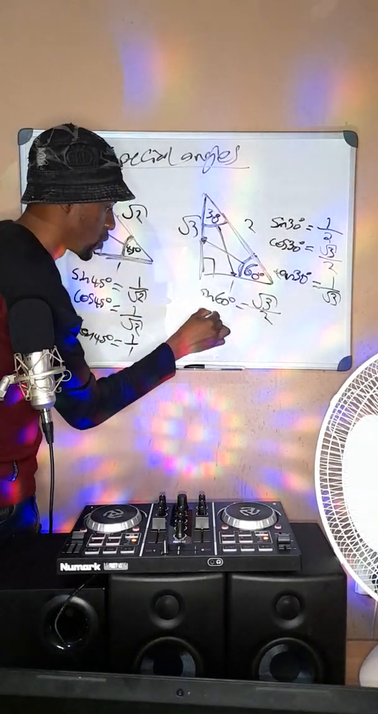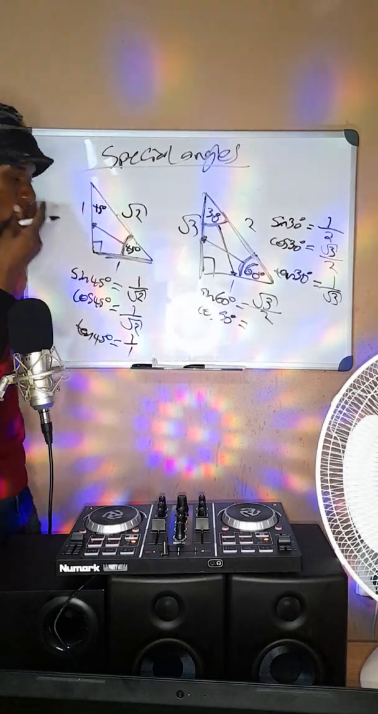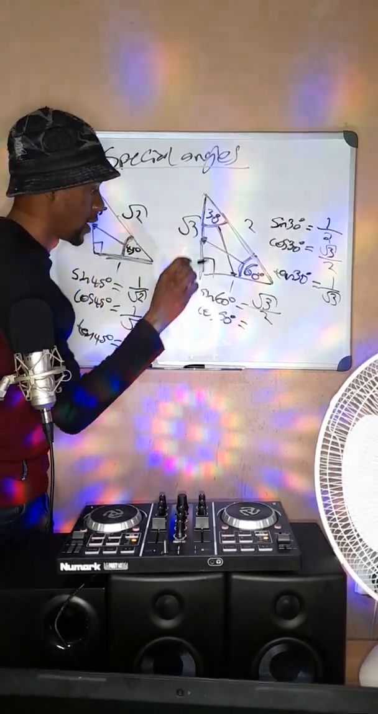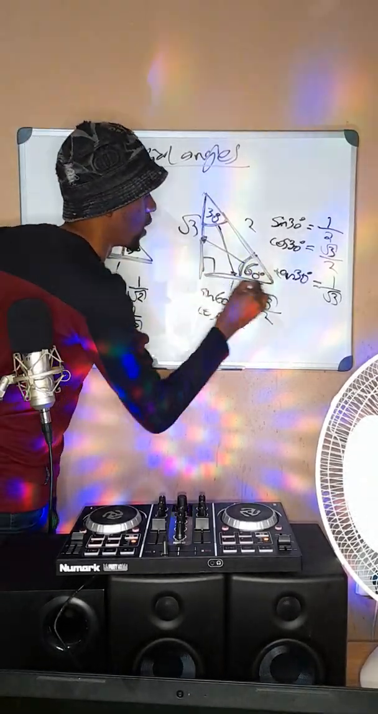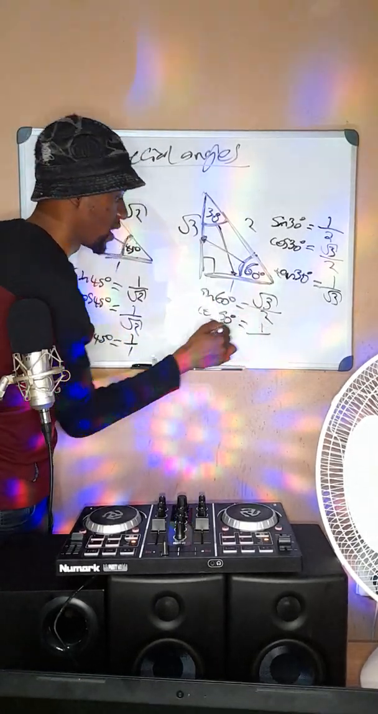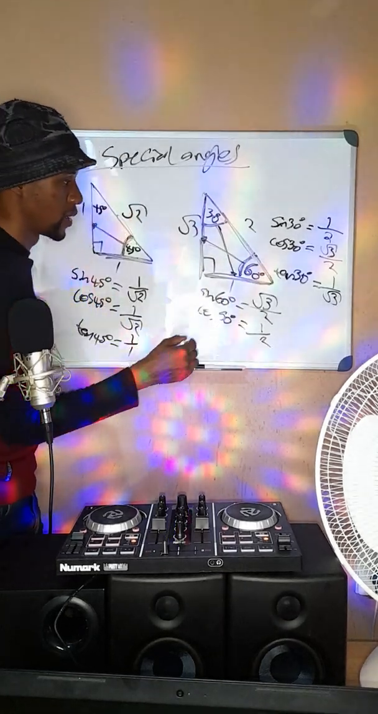Then here we are having the cosine of 60 degrees. So by definition, the cosine should be adjacent over hypotenuse, okay? The adjacent of 60 is this one, the one which is next to 60 exactly. Then we are having 1 over the hypotenuse of 60, the longest side, 2, okay?